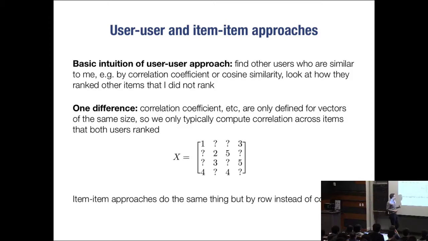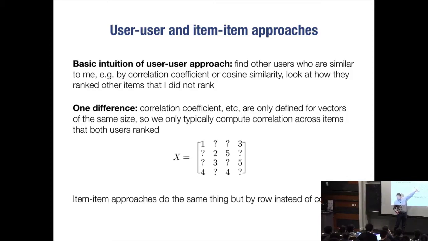So what that also means is that sometimes you cannot compute correlation at all between users. Because there's no overlap between these two columns here, the correlation would be 0 in that case, because there are no actual items in common that they've ranked.